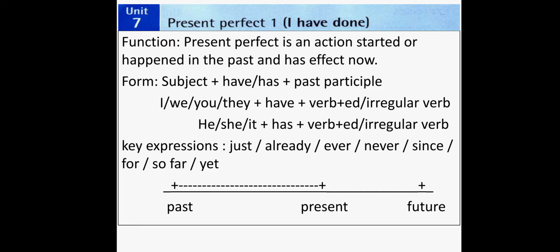Look at this sketch here. We have one line, a point in the past, a point in the present, and a point in the future. We speak about the present perfect when we describe an action which started in the past and has a relationship with now, with the present. It is an action that extended from the past until now, until this moment.